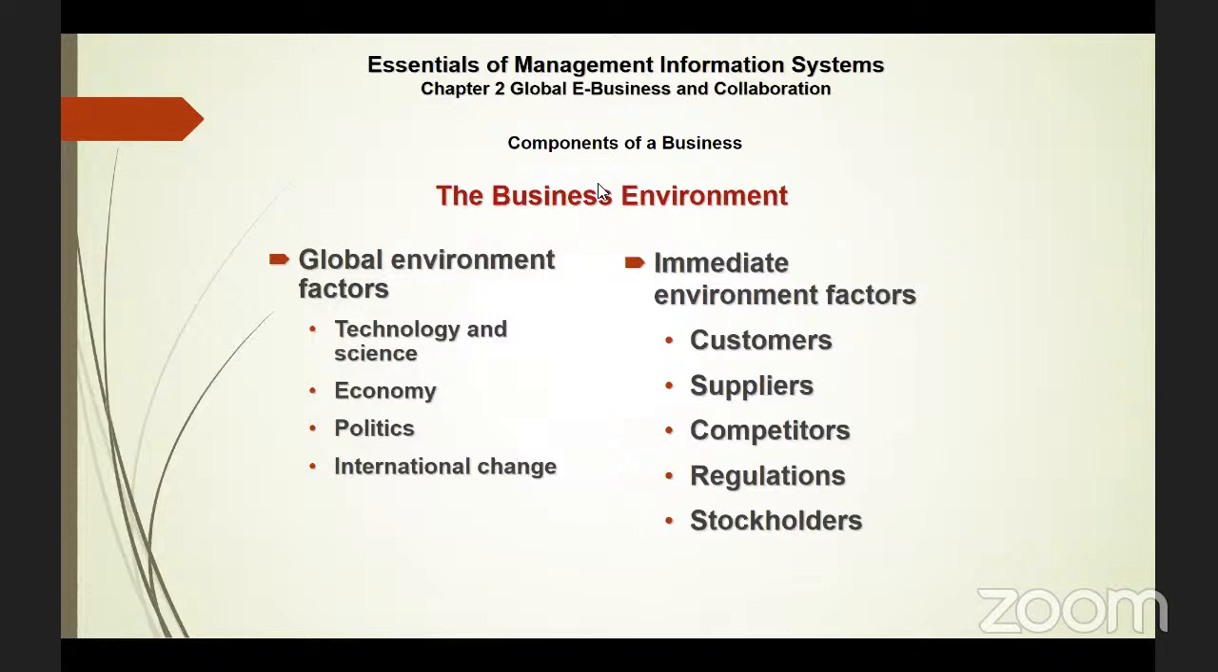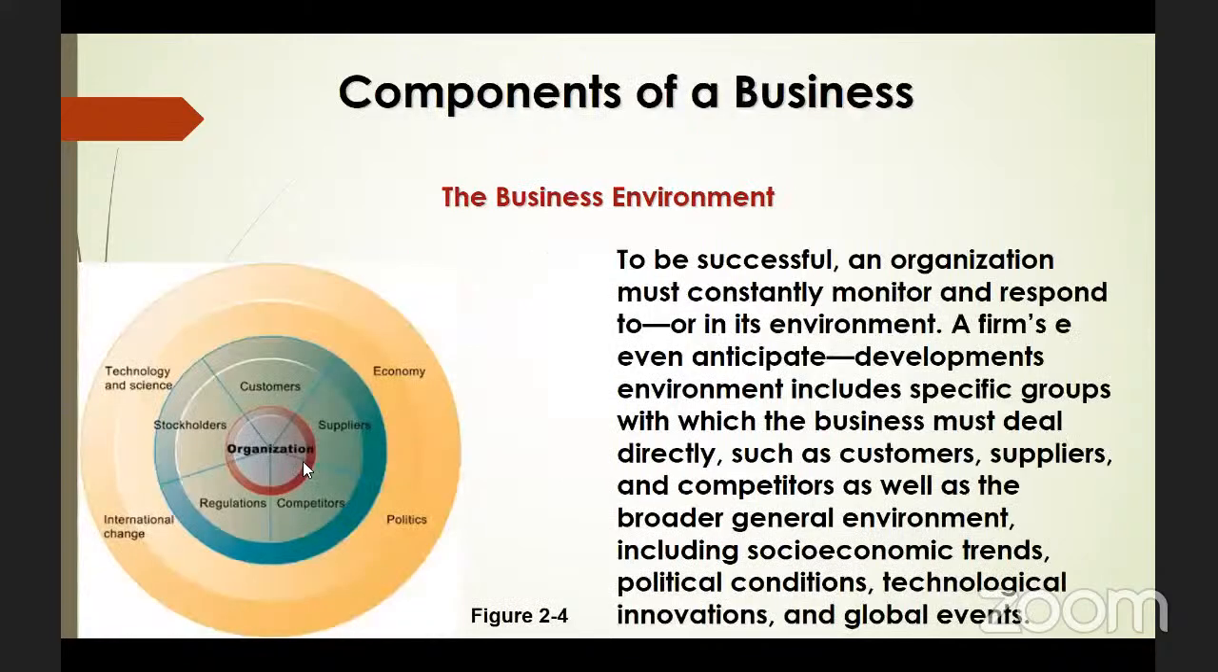So you have to think also about the business environment. There's a global environment: science and technology, economy, politics, international change. And then there is the immediate environment: the customers, suppliers, competitors, regulations of the context where you're in, and the stockholders. This diagram just shows the same thing we just mentioned, where the organization must think about its customers, but not only the customers and the stockholders. They must think about the competitors for obvious reasons. If you have a good relationship with your suppliers, you're more likely to succeed. You must think about the regulations or you might be kicked off the business.